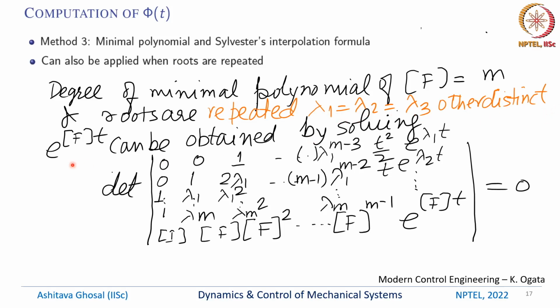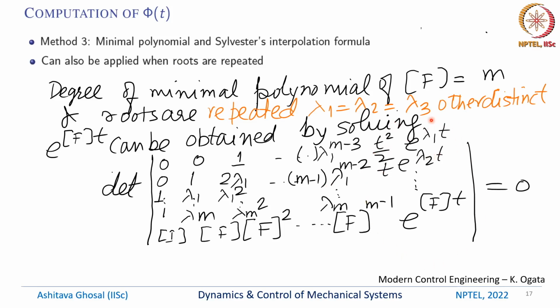are distinct, then e to the power ft can be obtained by this determinant equation, which is determinant 0, 0, 1, and then some other terms, then 0, 1, lambda 1, then 1, 2 lambda 1 square. So where did I get this from? This is because lambda 1 is equal to lambda 2 is equal to lambda 3. It is repeated. Rest of the term is very similar.